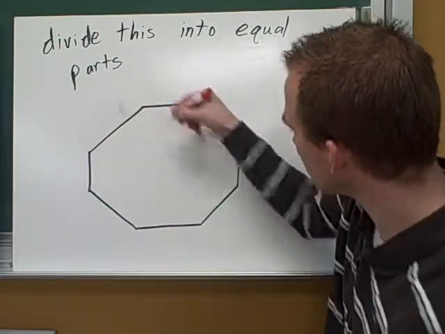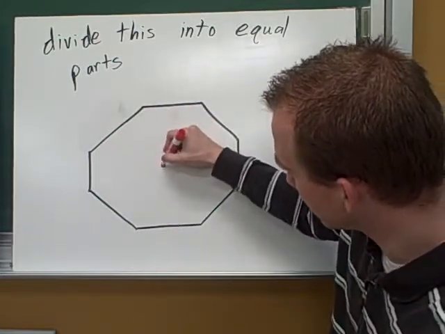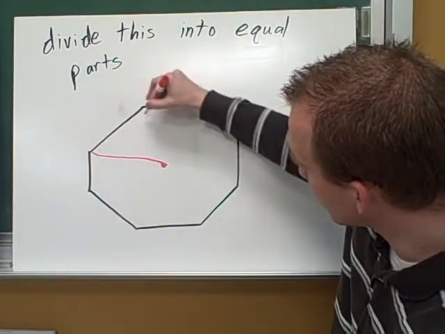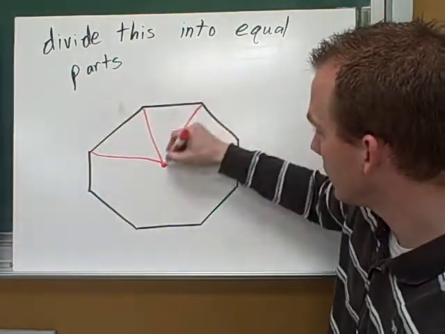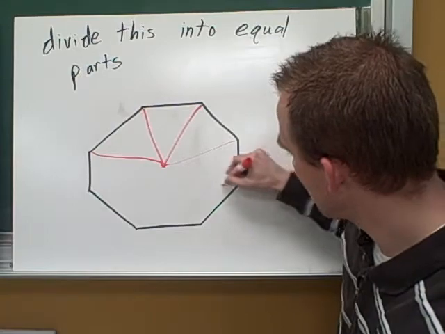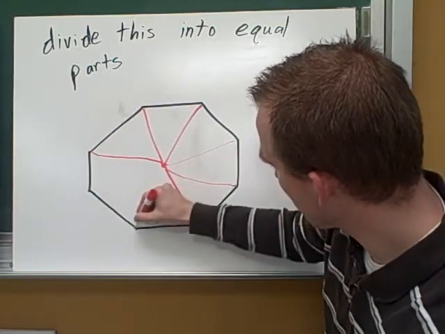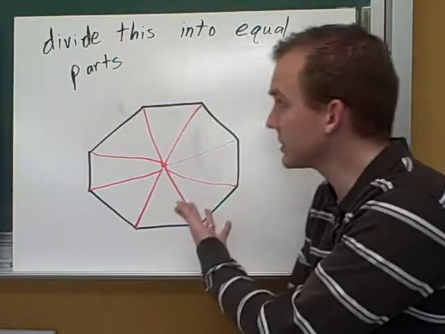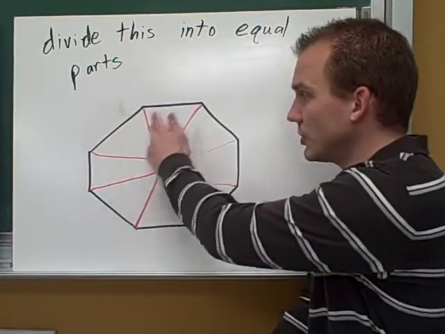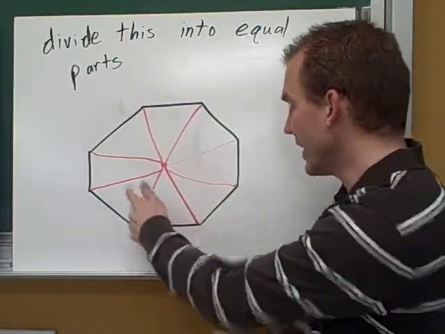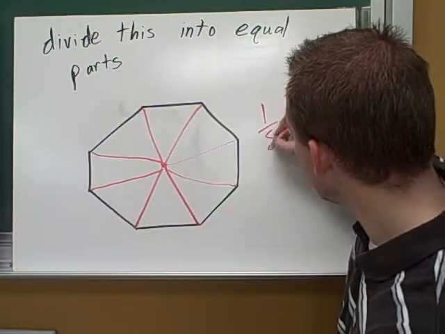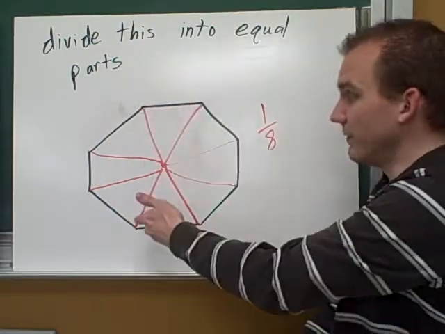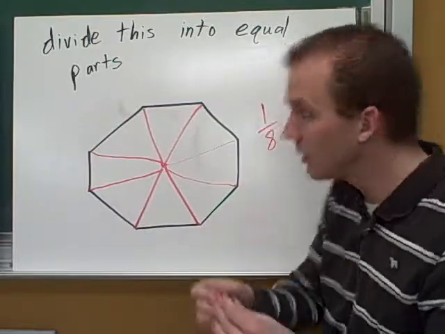Draw somewhere in the center, and you just bring a line from each corner to the center. And now you'll have triangles for equal parts. This is actually going to be 1, 2, 3, 4, 5, 6, 7, 8. This would be eighths. And that's how you would divide this shape into equal parts.